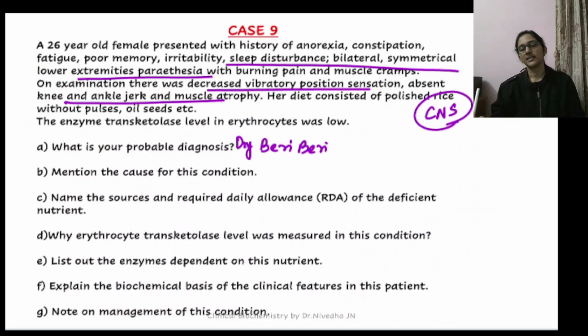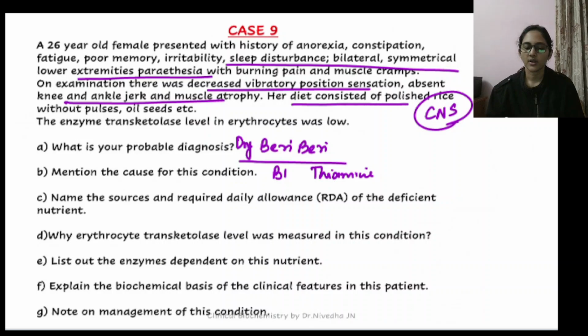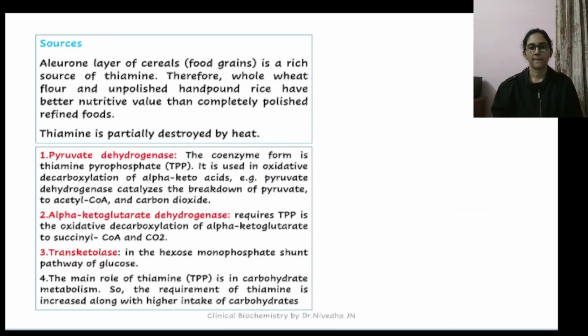Yes, you have told me the types of beriberi, but what beriberi is this case? It's a case of dry beriberi, because we have predominant CNS symptoms. Good, all of you. Now mention the cause for this condition. Of course, it is thiamine deficiency, the B1 deficiency. Why do you say it is B1 deficiency? What is the cause? The diet consisted of polished rice without pulses and oil seeds. Very good, the probable diagnosis is B1 deficiency.